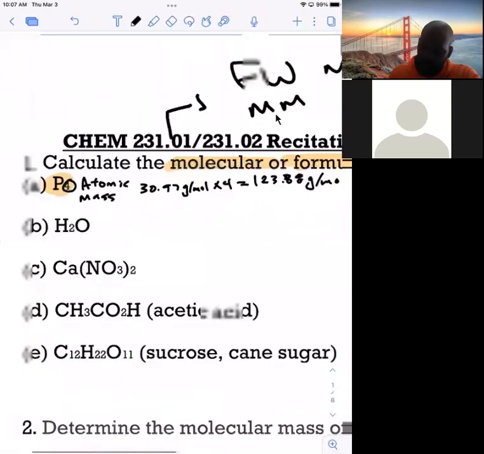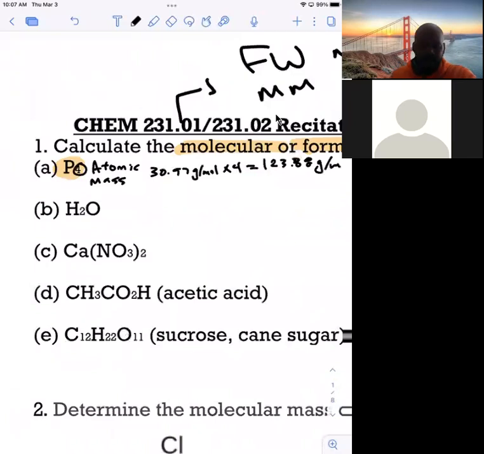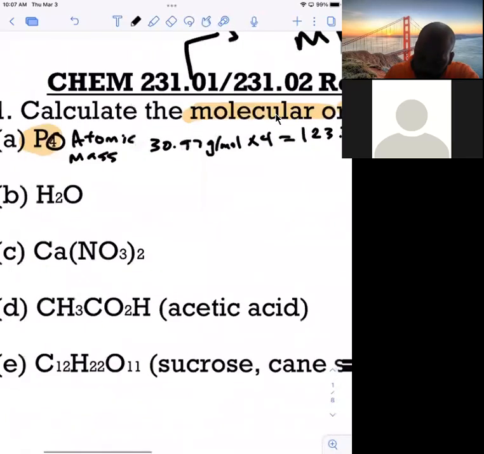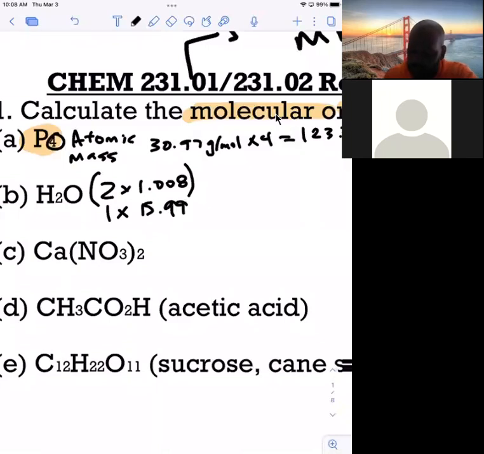All right, let's hit these real quick. What about the next one? What are we adding together? It's going to be 2 times 1.008 for hydrogen, and then 1 times, what is oxygen? 15.99, right, 16. What do we get from that? Should be roughly 18, if we round it. So water is 18 grams per mole.